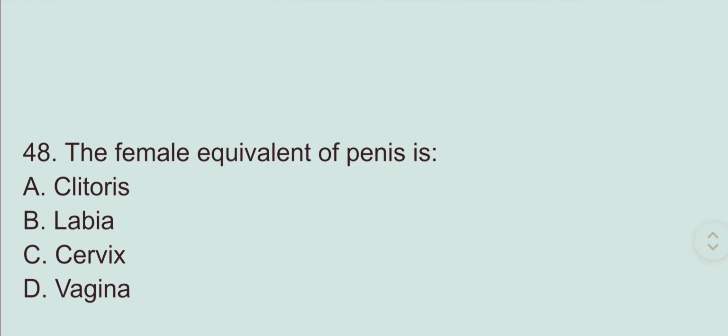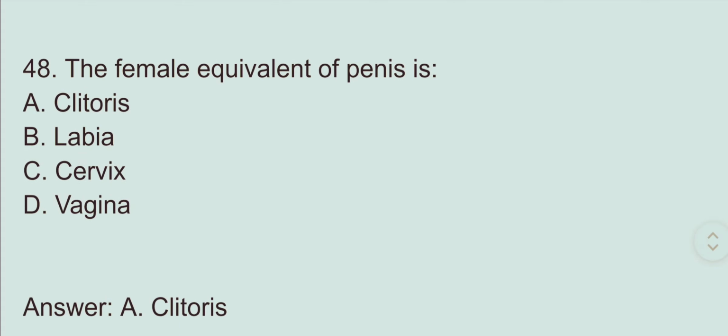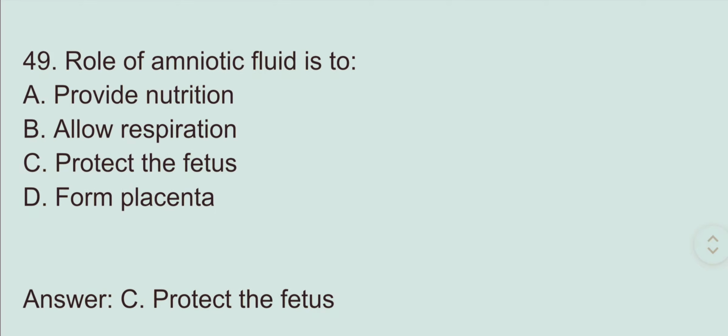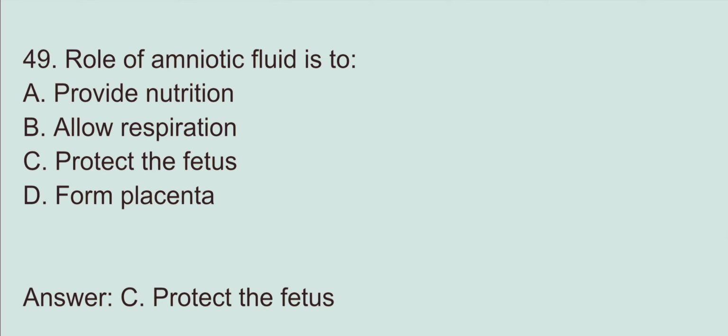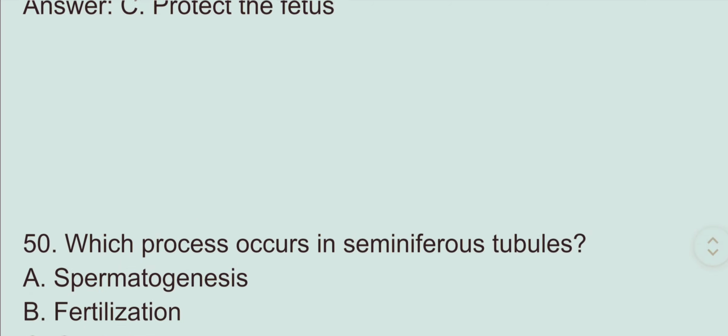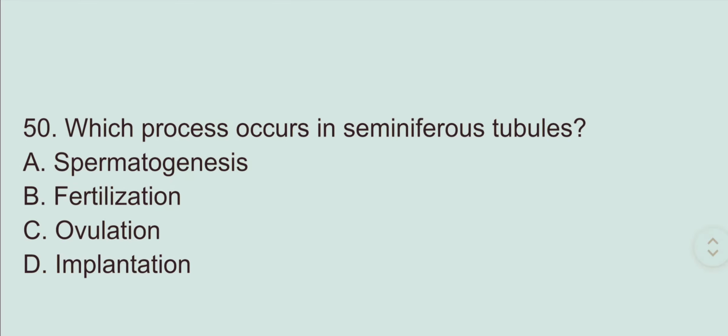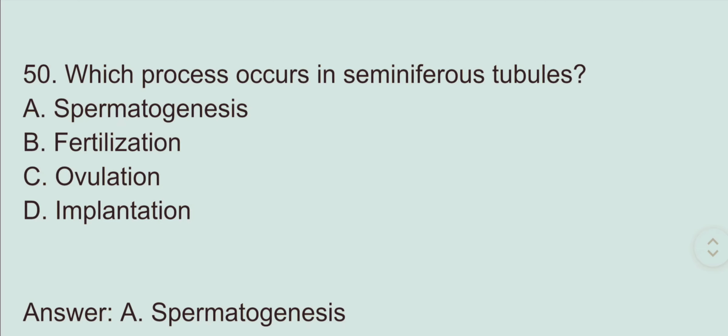Question number 48. The female equivalent of penis is. Correct option is option A. Clitoris. Question number 49. The role of amniotic fluid is to. Correct option is option C. Protect the fetus. Question number 50. Which process occurs in seminiferous tubules? The correct option is option A. Spermatogenesis occurs in seminiferous tubules.